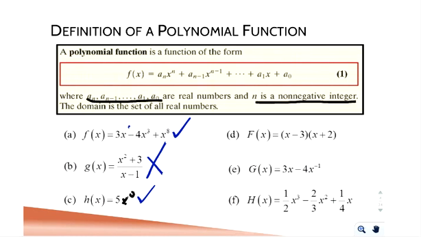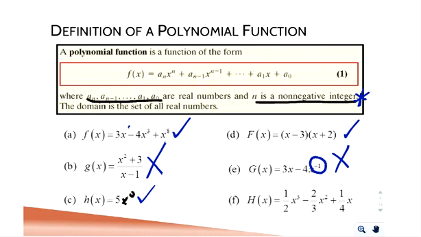D, that's also a polynomial. How about E? See how we've got that exponent right there of a -1? That's what you're looking for. That's not a non-negative integer. It is most definitely a negative integer, so this is not a polynomial function.